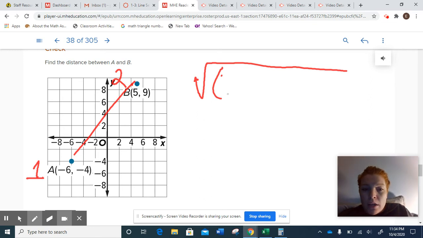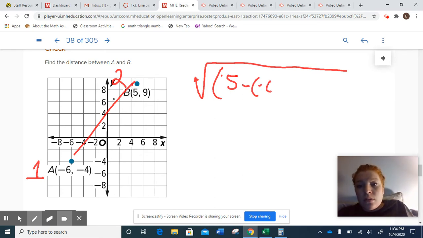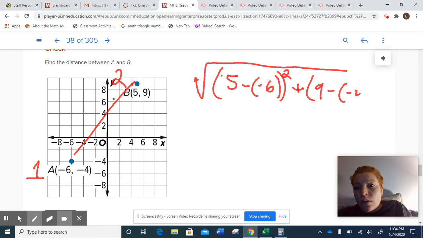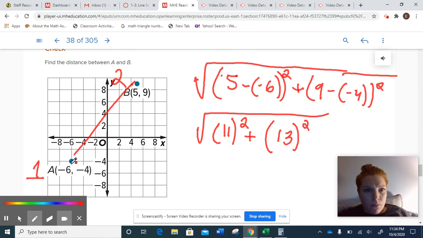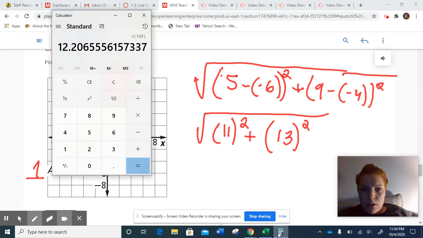x2 minus x1. Now you can go 1 minus 2 as well. It'll get you the same answer. It really doesn't matter. So 5 minus -6. Use parentheses. Plus y2 is 9 minus -4. Okay, let's see if we can figure this out. So this one would be 11 squared and 13 squared. Okay, let's go ahead and plug it into the calculator.